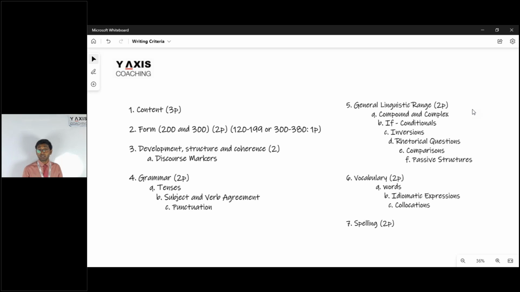And the last one, spelling. So we get 2 points. If you don't have any spelling mistakes, you will be given 2 points. If you make one spelling mistake, you lose 1 point. If you have 2 or more than 2 spelling mistakes, we won't be given any point here, for spelling we get a 0. So these are the 7 criteria under which our writing responses are assessed.